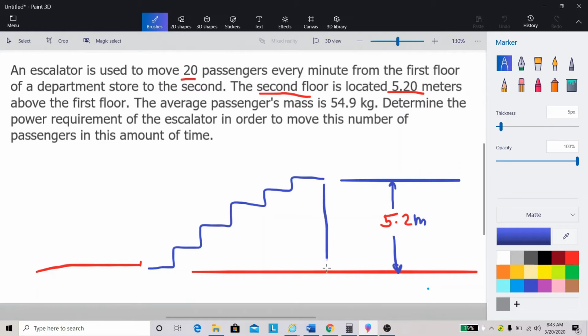Ngayon, magmula dito, the x distance is not given. If you try to notice, the x distance is not given. Ang tinatanong sa atin ngayon dito ay determine the power requirement of the escalator in order to move. So, yung power ng escalator. Ang kailangan natin dyan, work over time para makuha natin yung power.